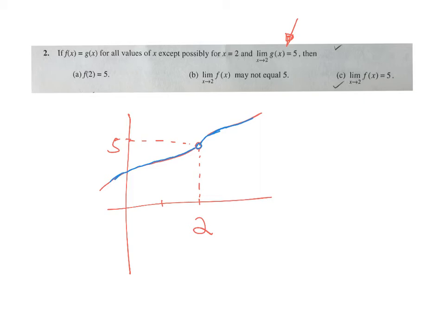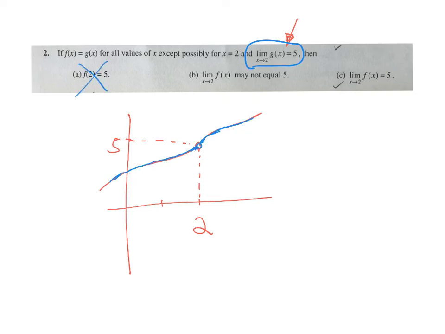When we're talking about limits, we only talk about the values nearby this point x equals 2. We don't really care whether the function is defined at 2 or not. This information guarantees that all the function values nearby 2 are approaching 5. When x is approaching 2, they're approaching 5. So that's what we know.